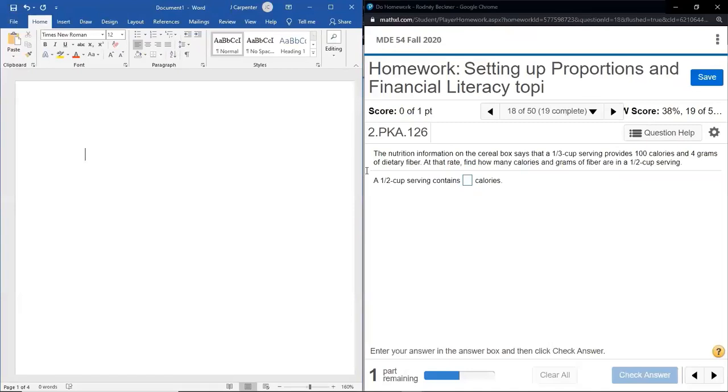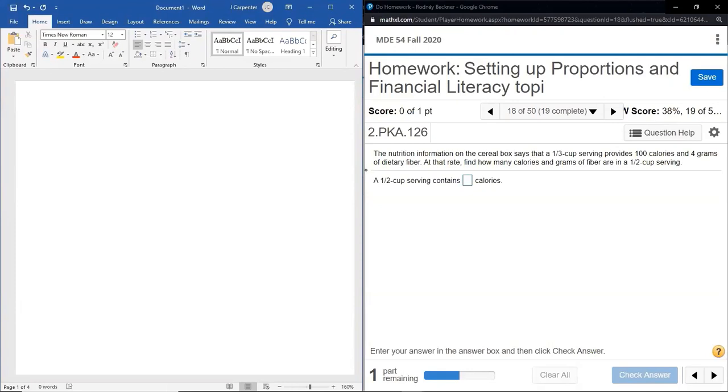So they say 100 calories for the third of a cup and also 4 grams of dietary fiber. So you scoop out 1/3 of a cup of cereal and you're getting this many calories, this many grams of fiber. So at this rate, and when they use the word rate, that means everything's proportional. That's another clue or another keyword. Find how many calories and grams of fiber are in a 1/2 cup of serving.